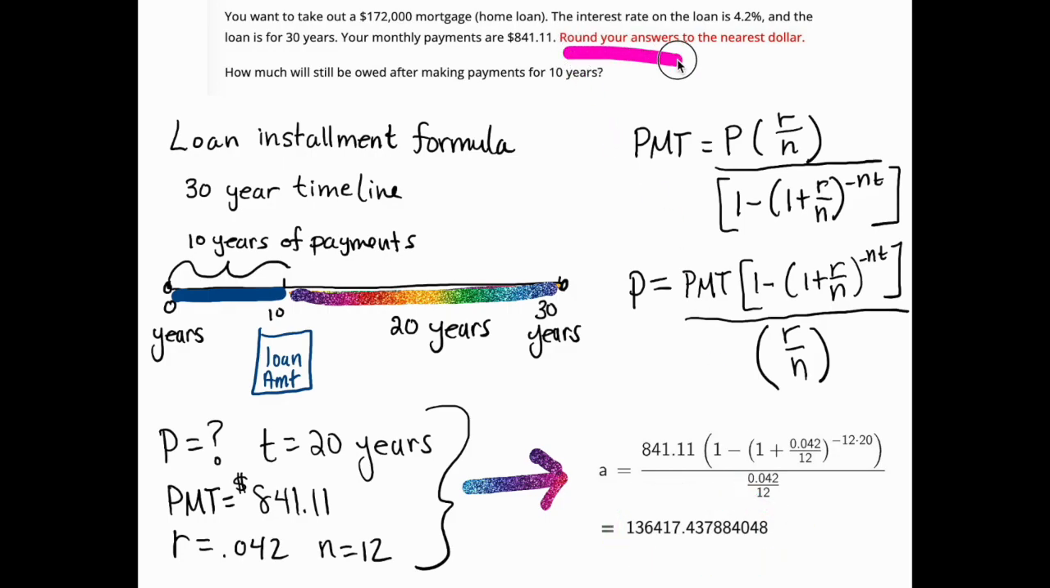Now, the question said to round to the nearest dollar. So we don't want any cents, we just want dollars. So my final answer is going to be $136,417. If it said round to the nearest cent, then I would put in $136,417 and then 44 cents, because this 7 would make the 3 bump up to a 4. So this is how much would be left at the end of the first 10 years. This is how much we would still owe if we took out this loan under these conditions.